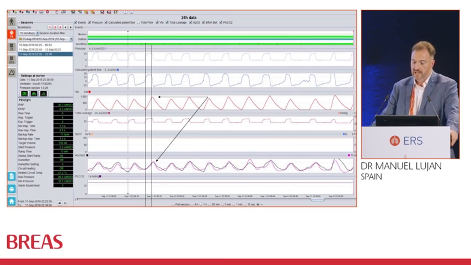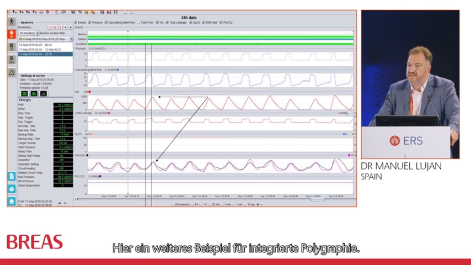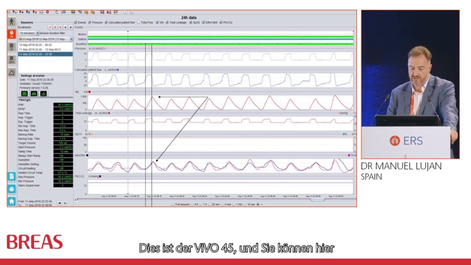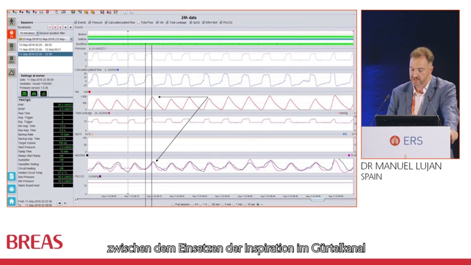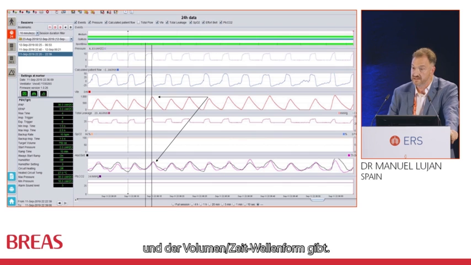And this is another example of integrated polygraphy. This is the Vivo 45, and you can see here in the arrows that there's a perfect synchrony between the onset of the inspiration in the belts channel and in the volume-time waveform.